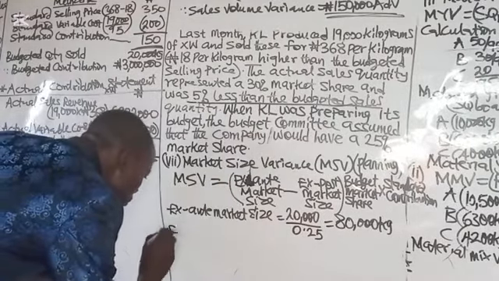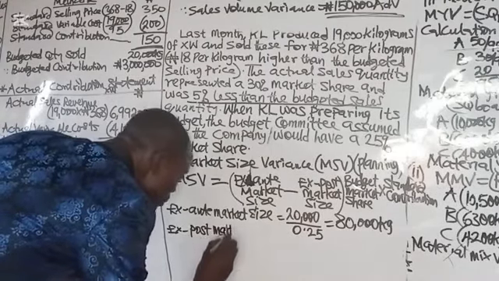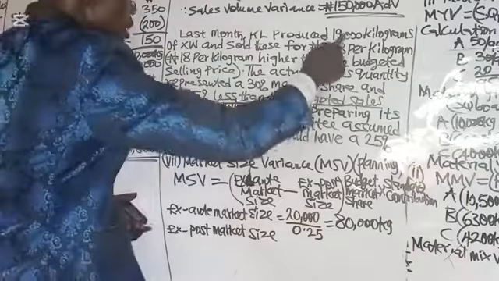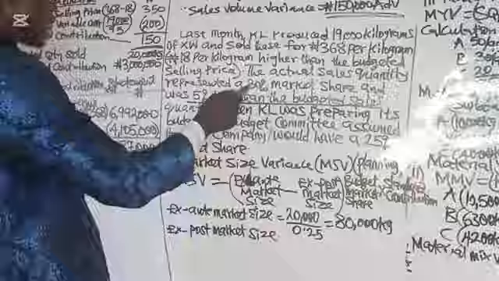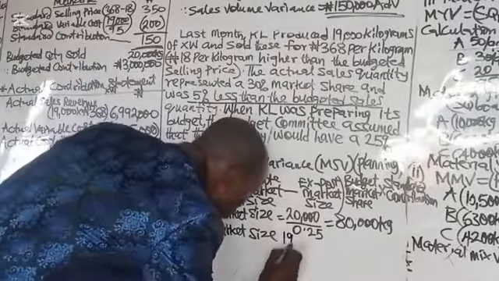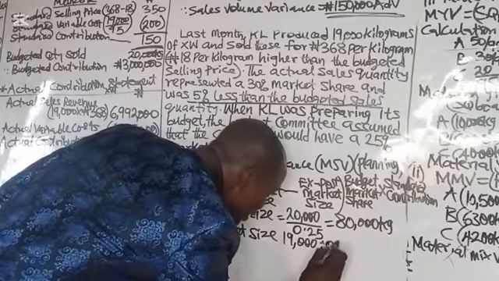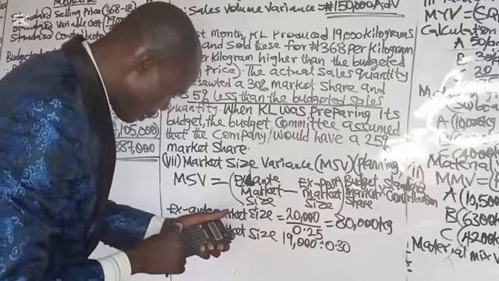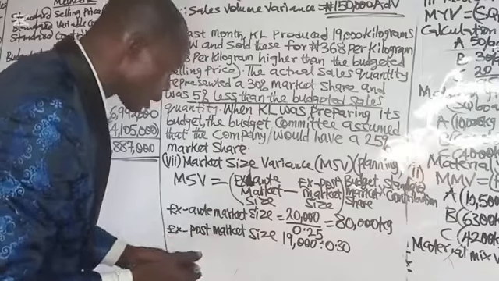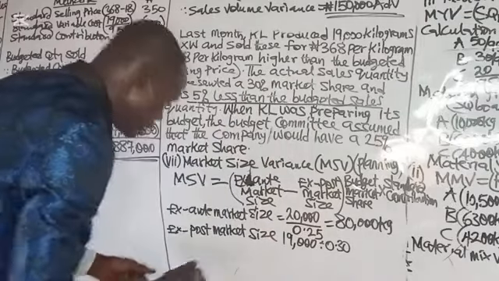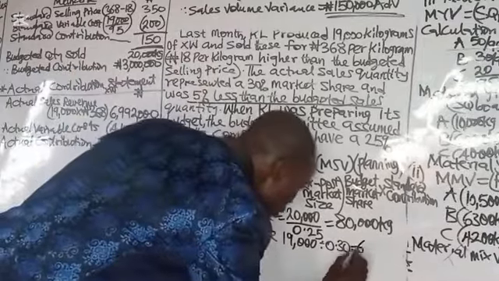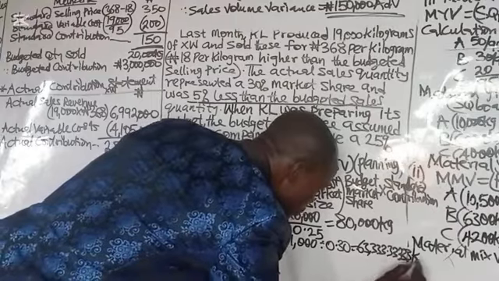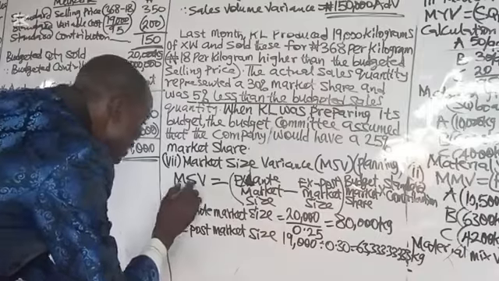Then exposed market size. Exposed, which is the latter one, is 19,000, and that is equivalent to 30% market share. So you have 19,000 divided by 0.30. The 30% given here. So 19,000 divided by 0.3 gives us 63,333, and it's a continuous variable, 63,333.3333 kg.